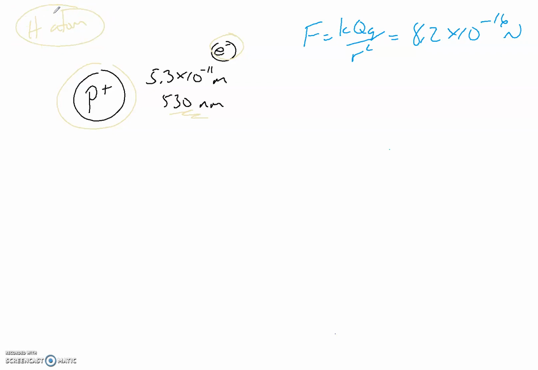One proton, no neutrons, and an electron. Of course, that electron is orbiting the proton. That's what happens in hydrogen. The electron goes around the proton, an average radius of 530 nanometers.